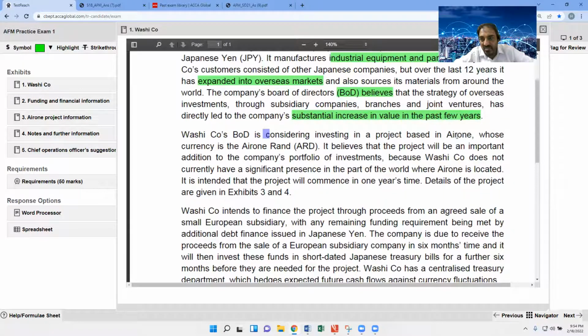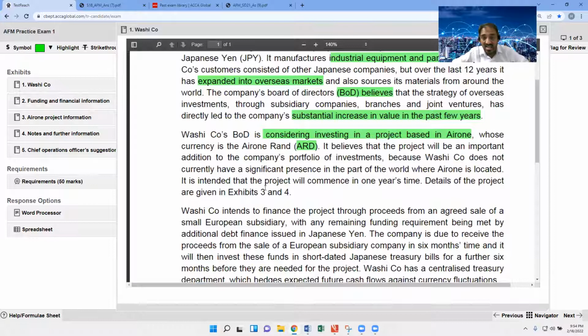Considering investing in the project Air One, whose currency is Air One Red, ARD. We will refer to the term ARD. It believes that the project will be an important addition to the company's investment portfolio because Washi company does not currently have a significant presence in the part of the world where Air One is located.